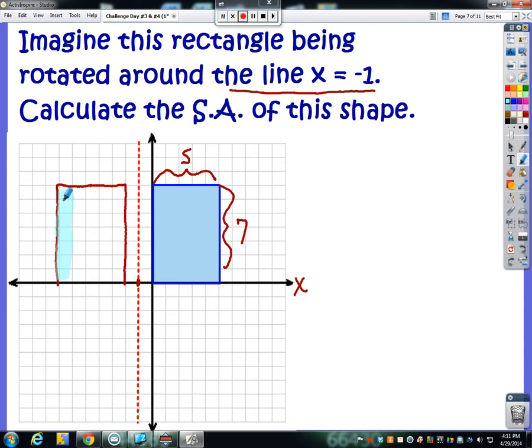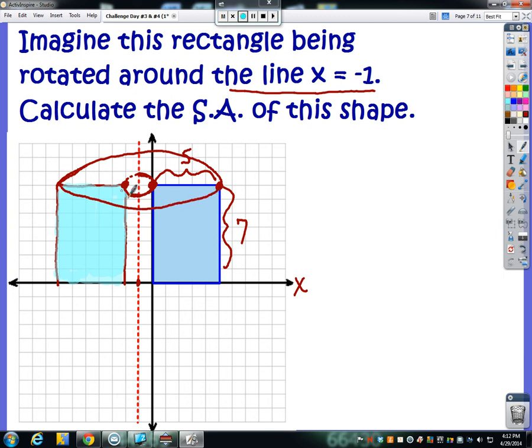So here's my mirror image, my reflected image over there. And now I need to think about what this thing is going to look like as it rotates. Well, this point in the upper left-hand corner of the original rectangle will end up being this point in the upper right-hand corner. And this point in the upper right-hand corner will end up being the point in the upper left-hand corner of the mirror image.